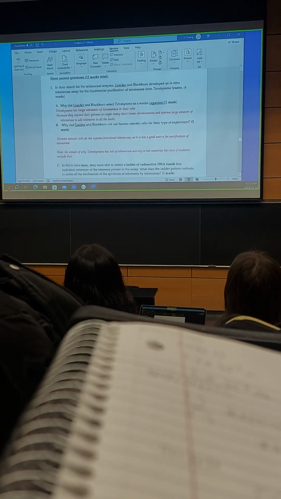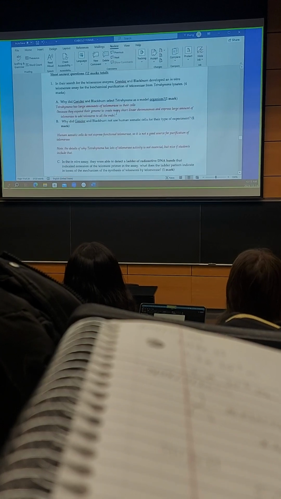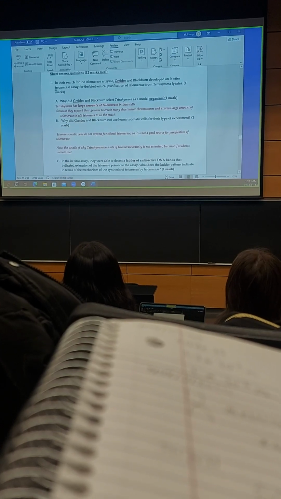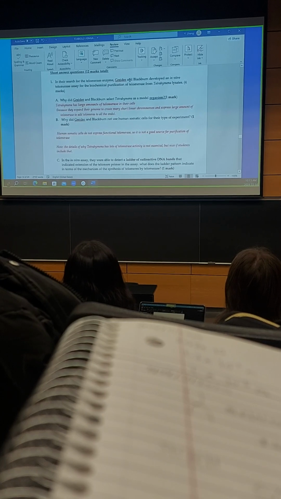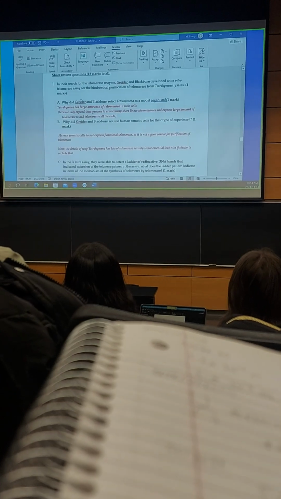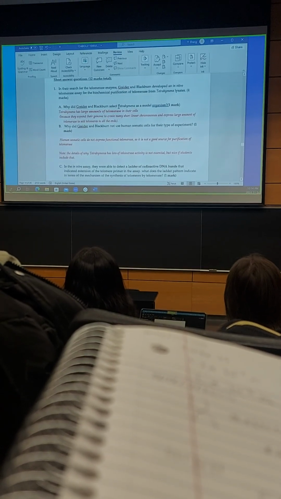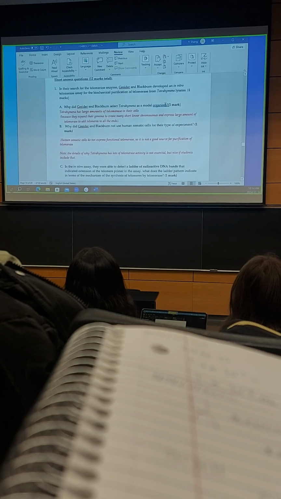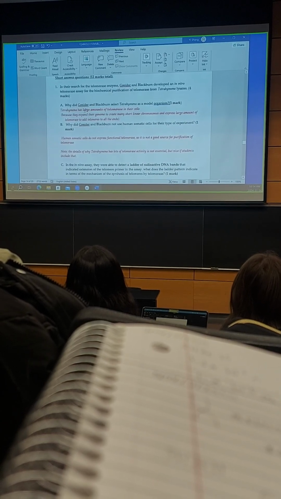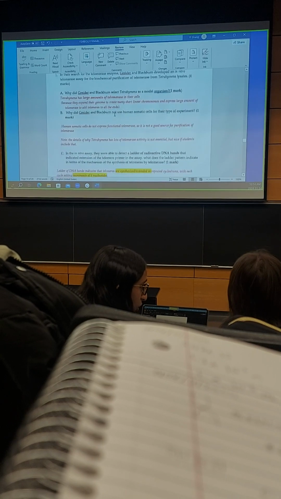For short answers, the order may not be the same for all different versions. The first question regards the Greider-Blackburn in vitro telomerase assay. Why did Greider and Blackburn select Tetrahymena as a model organism? Because Tetrahymena has a large amount of telomerase in their cells.